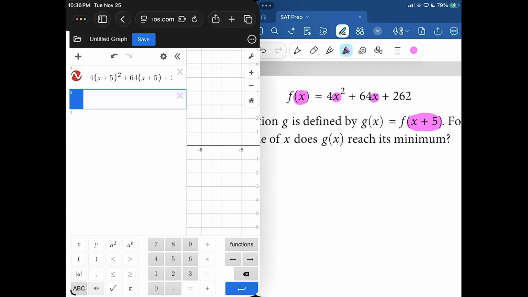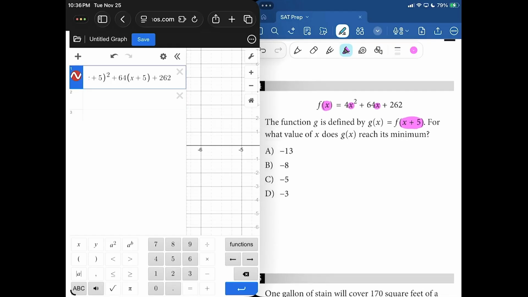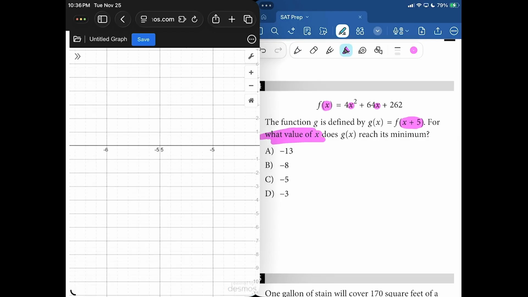So in Desmos, I just went ahead and plugged in our x plus 5 everywhere that there was an x. And what we are looking for is the minimum x value for the corresponding y value. So let's take a look at our graph here.